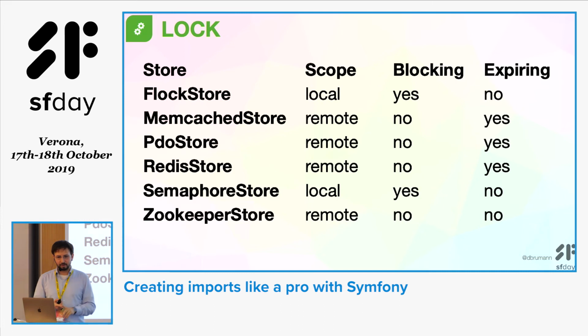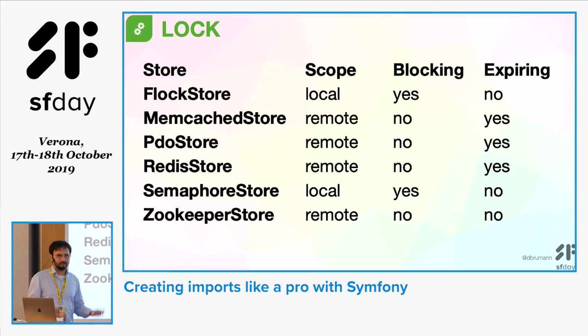The very basic ones are the flock store and the semaphore store. The flock store is basically a file lock, but it doesn't work on all network shares like NFS. So with the semaphore store, you're safe. The only downside is that this is a local thing.